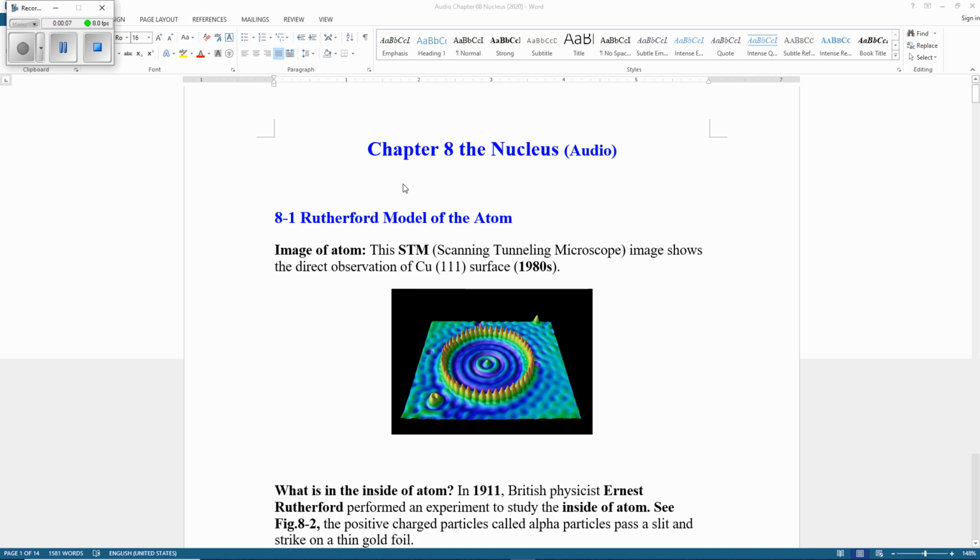This is Chief. Today we study chapter 8, the nuclear. First section, we're going to study a very important experiment done 100 years ago. And the name of the scientist is Rutherford. Rutherford. Please remember his name.